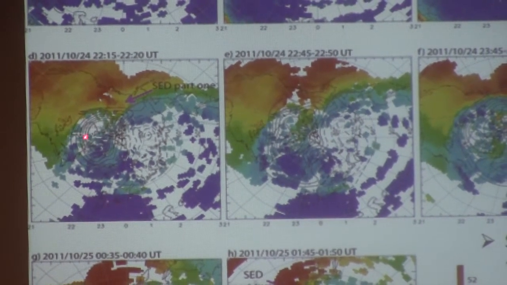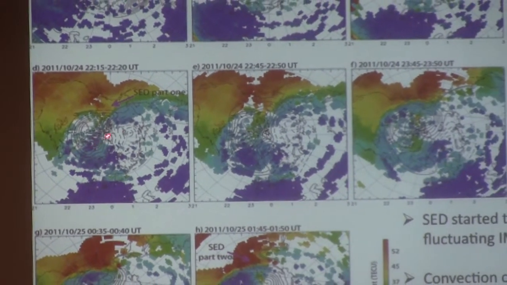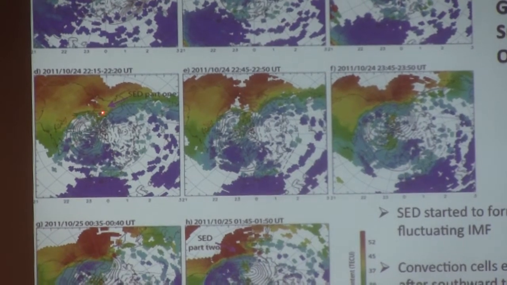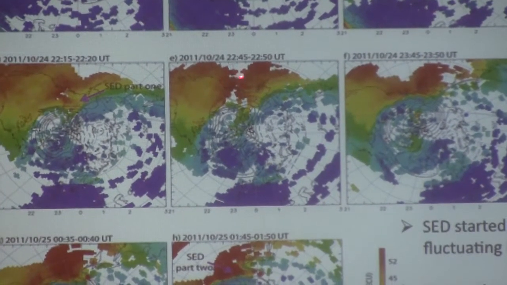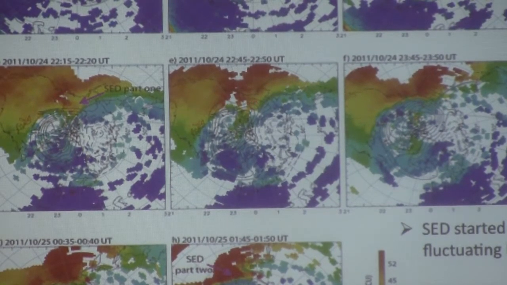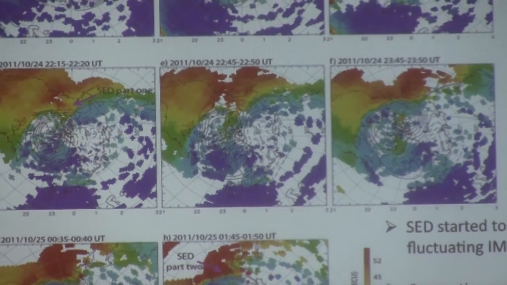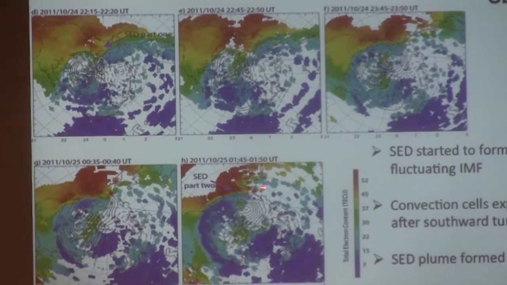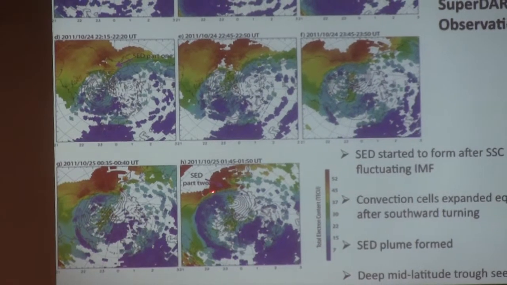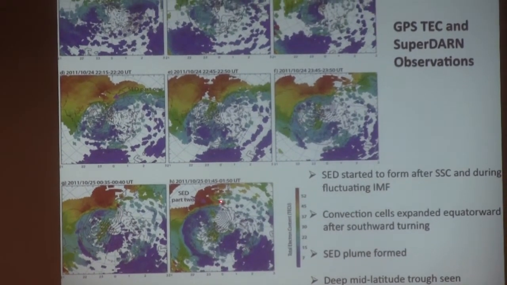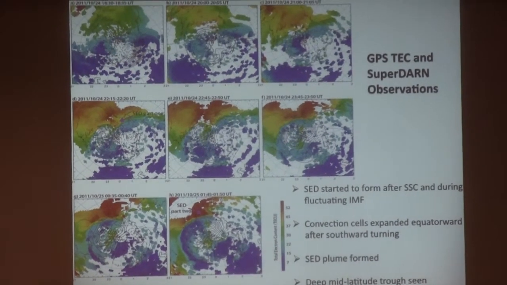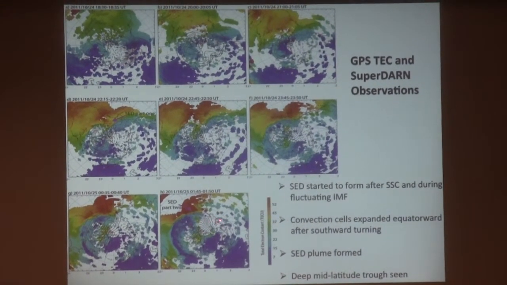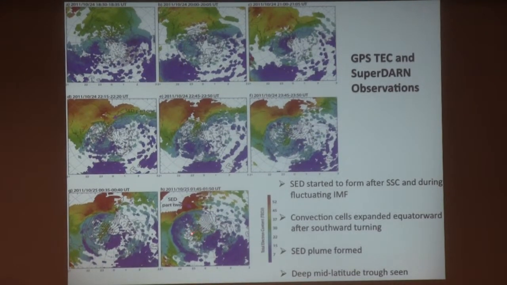And after the southward turning, we start to see the polar cap convection pattern become much larger and extend to the equator region. And at the same time, the density continues to increase at the sub-auroral region here. And later in the storm, we see that the SED polar boundaries and the convection pattern's equatorward boundary align with each other very well. And here is a tiny plume formed over Alaska in this case. It's also very interesting to point out that because of the strong IMF By in this case, the mid-latitude trough extended all the way from the midnight to almost the noon sector here.